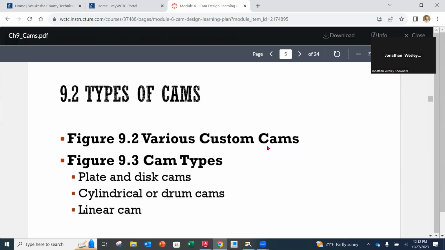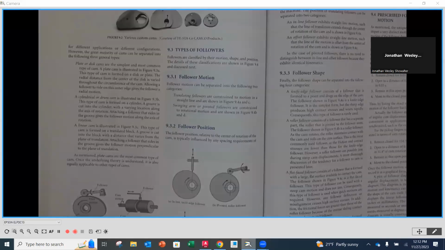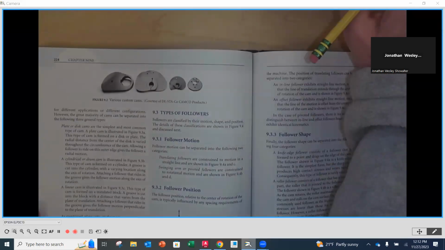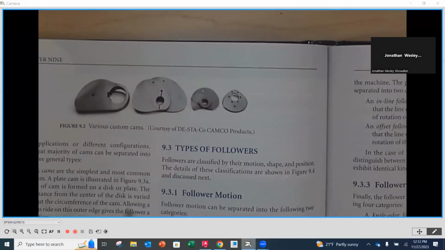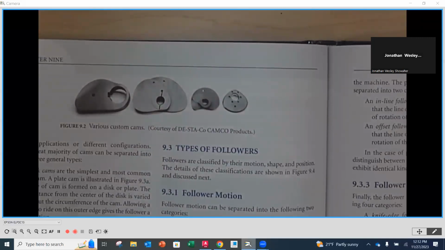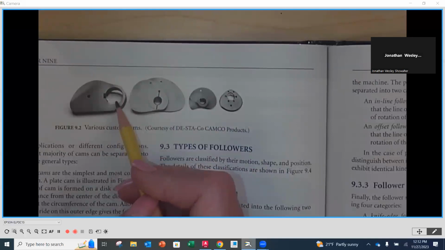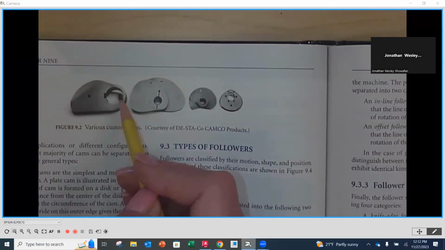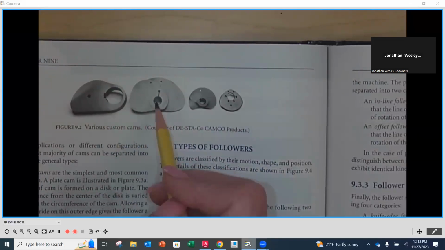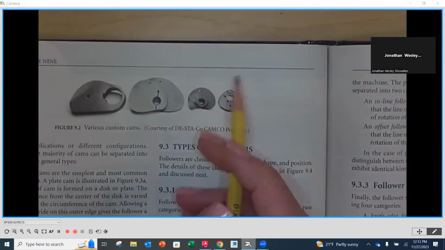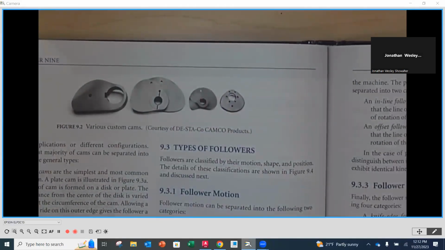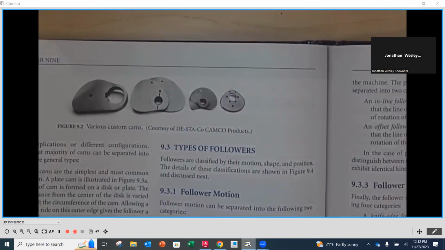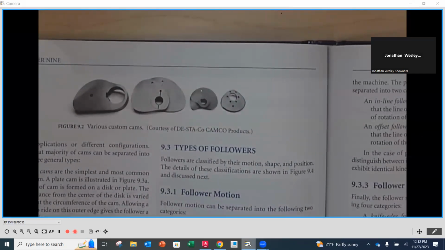Now, there are different types of cams, and the different types of cams can be seen on the following page. In figure 9.2, we're going to notice that there are a number of different types of cams here. These are for the most part disc cams, and you'll notice that in each one, not really in the middle, there's a place that we can insert a shaft and a key or some way of making sure that that cam is going to rotate in sync with the shaft itself.